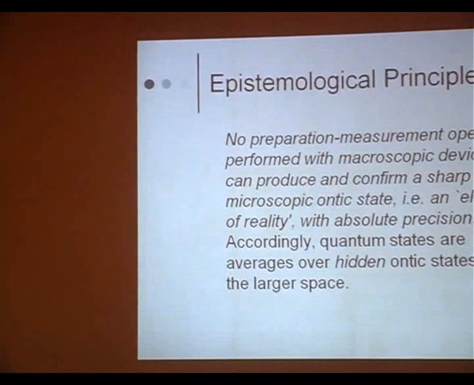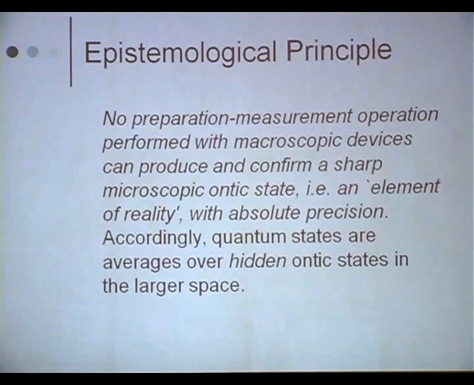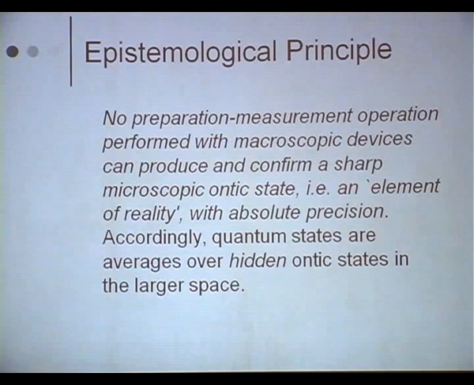Accordingly, quantum states have to be averages over ontic states. That's the other possibility. The first possibility was that a given ontic state is represented by several quantum states. We are saying exactly the opposite. Every quantum state actually is an average over several ontic states.